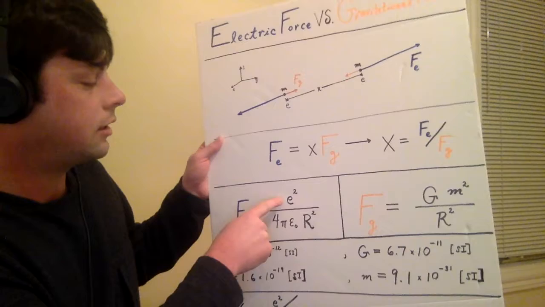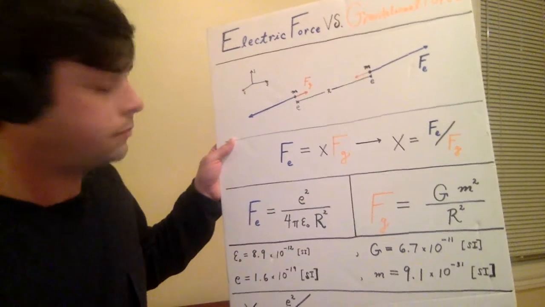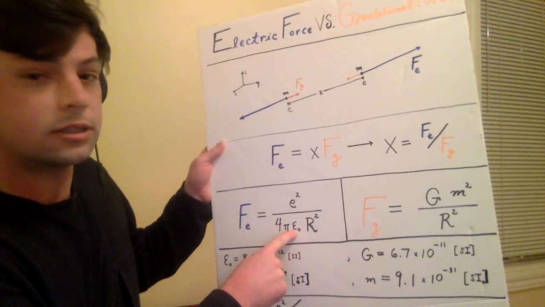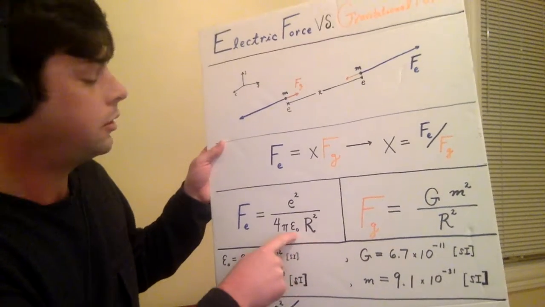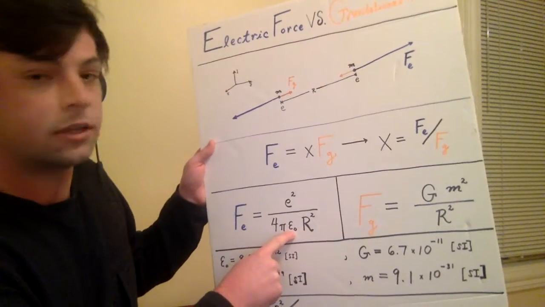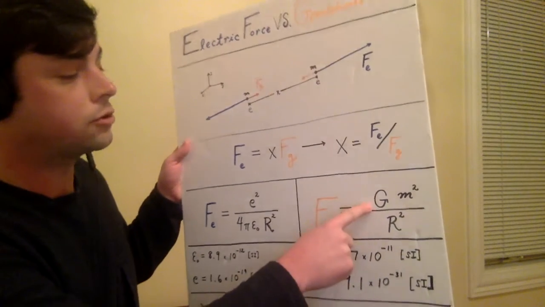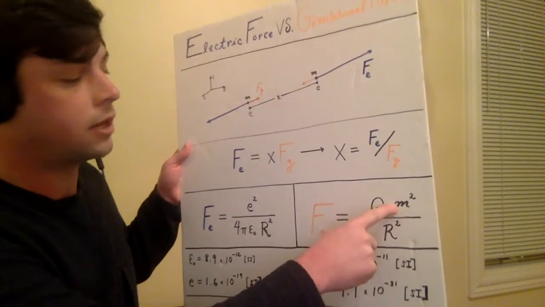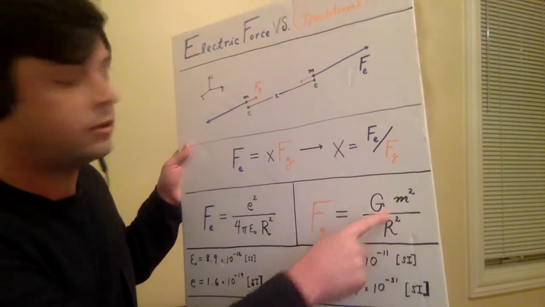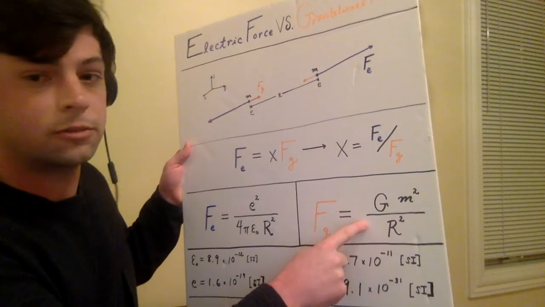So here's the force between the two electrons, the electric force. It is given by E squared divided by 4 pi epsilon 0 r squared, where epsilon 0 is called the permittivity of free space. Now the gravitational force is given by Newton's gravitational constant multiplied by the mass of the electron squared divided by the distance between them squared, r squared.